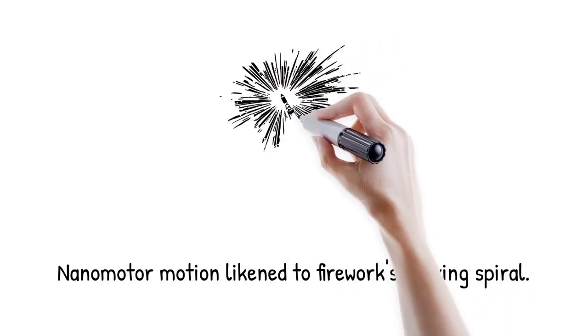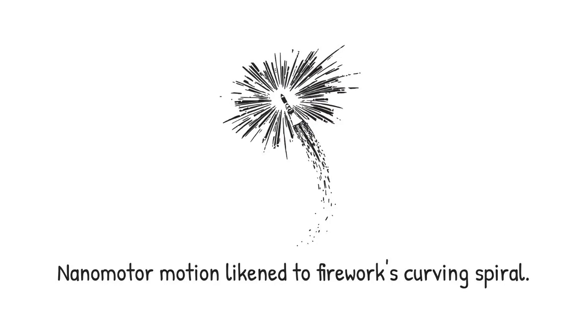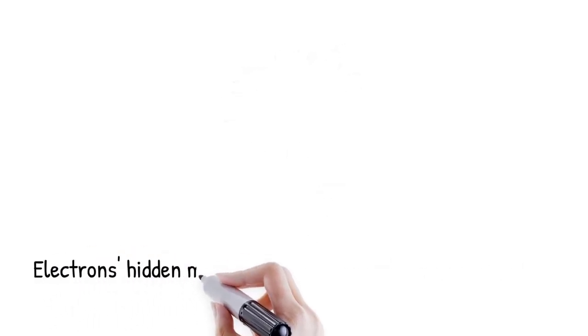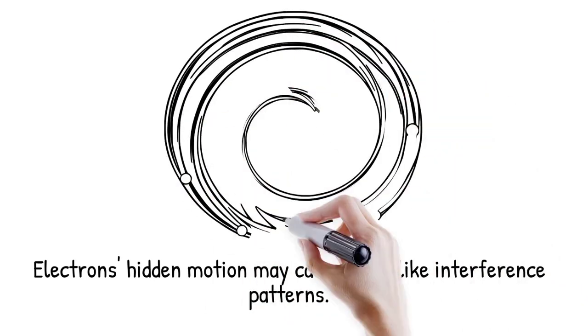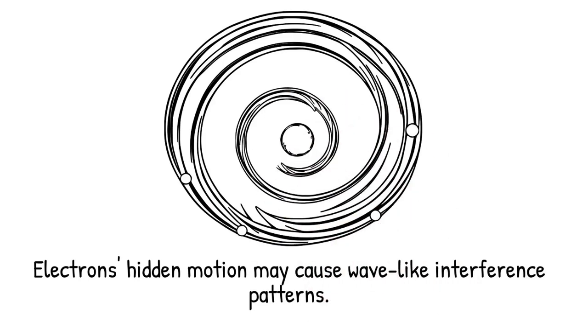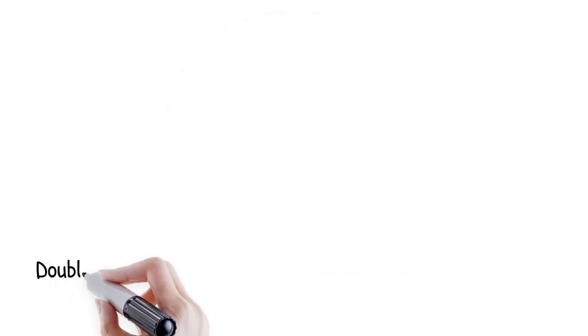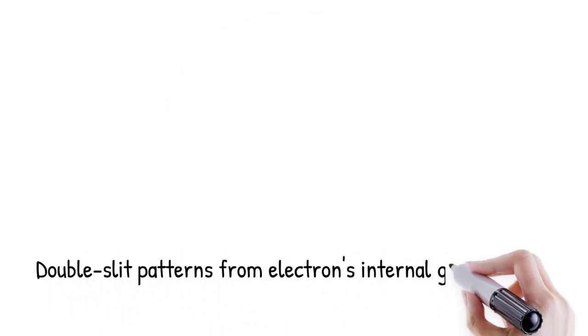If electrons exhibit tightly wound helical or rotating motion beneath quantum resolution, this could give rise to their observed wave-like interference patterns. Their probability distribution may be a macroscopic projection of deterministic but rapidly oscillating microtrajectories. The apparent superposition of paths in experiments like the double slit may reflect the geometry of internal motion rather than true duality.